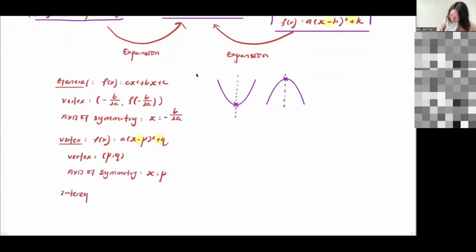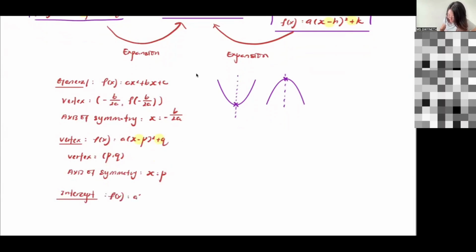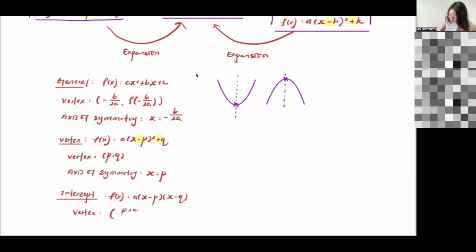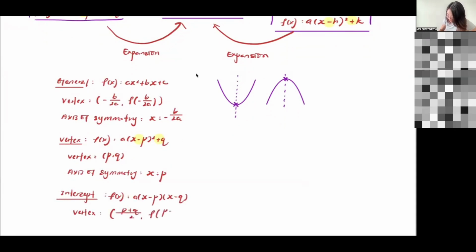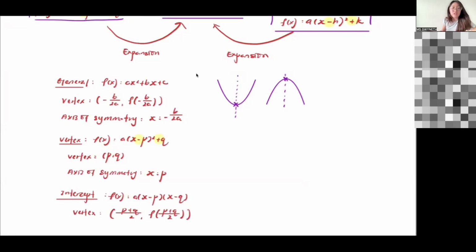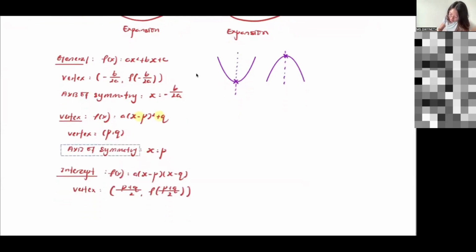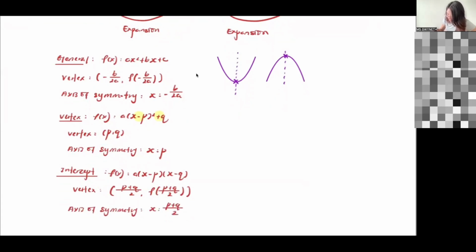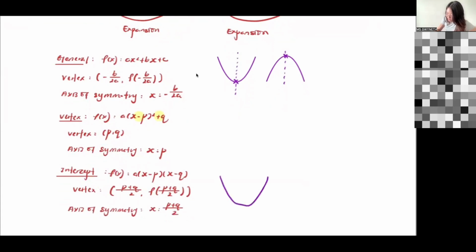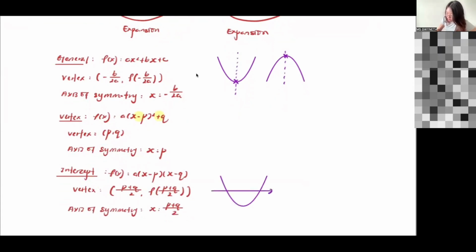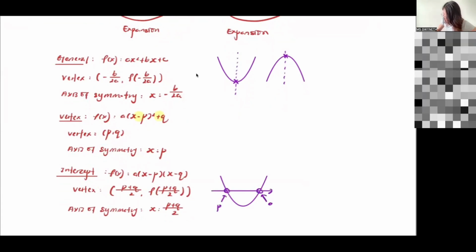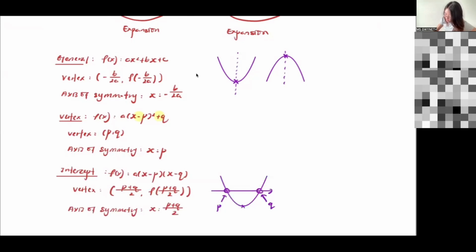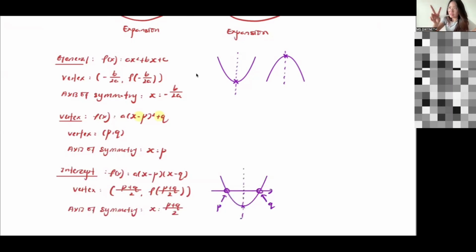Last one, intercept form. f(x) equals a times (x minus p)(x minus q). To find the vertex, the x coordinate is p plus q over 2. After that, you substitute it into your function to find your y coordinate. Axis of symmetry will be x equals p plus q over 2. Why? Because for intercept form, if your graph is a smiley face, it depends. If p is smaller, then it is on the left side; if q is bigger, then on the right side. So you need to find your vertex, which is in the middle, so it's like finding a midpoint.